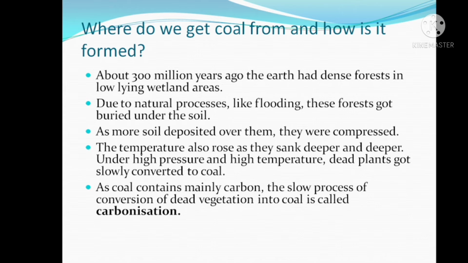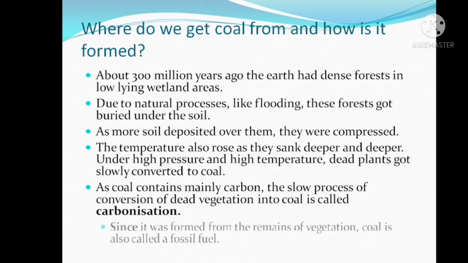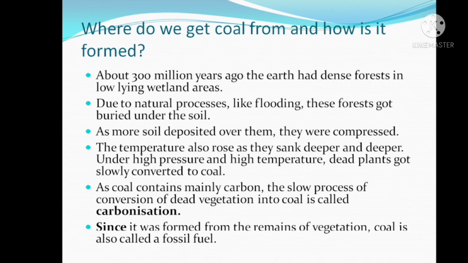As coal contains mainly carbon, the slow process of conversion of dead vegetation into coal is called carbonization. So this point you have to remember. What is carbonization? Coal contains mainly carbon. The slow process of the conversion of dead vegetation into coal is called carbonization. Since it was formed from the remains of vegetation, coal is also called a fossil fuel. So what is a fossil fuel? A fossil fuel is basically burned in different areas, and we use it for getting different energies. That's why it is called a fossil fuel.